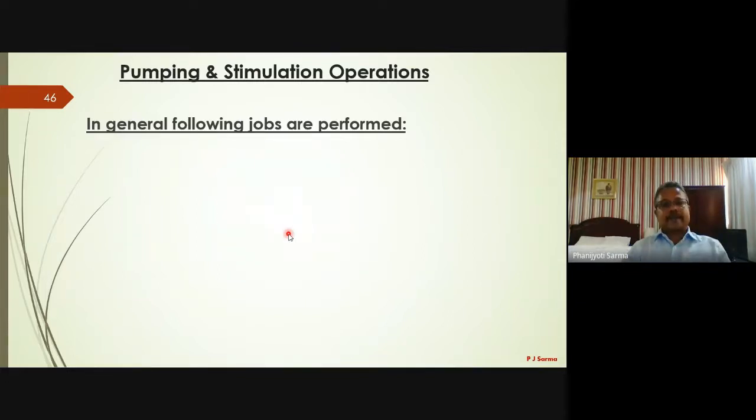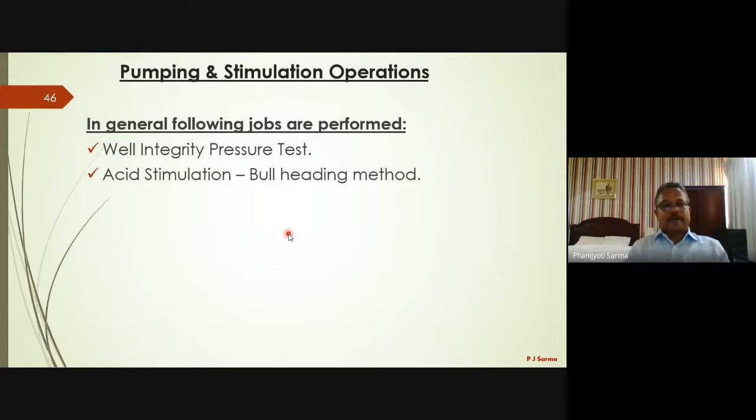What type of jobs are generally performed with this pumping unit? The well integrity pressure test, which is a diagnostic operation. Acid stimulation, as I have shown in the previous picture. So it could be bullheading, acid stimulation. Why am I saying bullheading? Because if we are not doing the bullheading, then we have to utilize the coil tubing. So that is a different type of equipment.